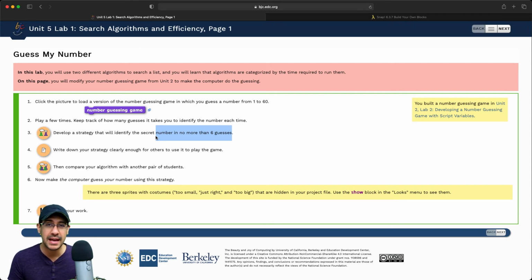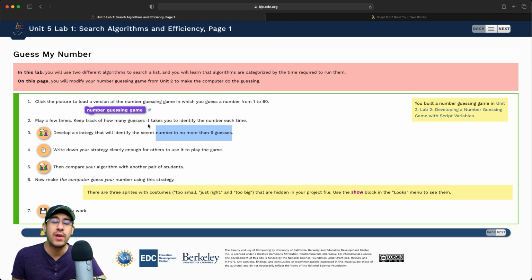So the way to do that is to basically guess the midpoint and see if that number is too high or too low. And the reason this works is because our numbers are ordered, they're sorted from 1 to 60. So it'll be very easy to just say, okay, is your number 30? And then we know if it's too high or too low. If 30 is too high, then we're going to go down to 15 because 15 is at the midpoint. If 30 is too low, then we're going to go to the other midpoint. We're going to go to 45 because we're going to look between 30 and 60.